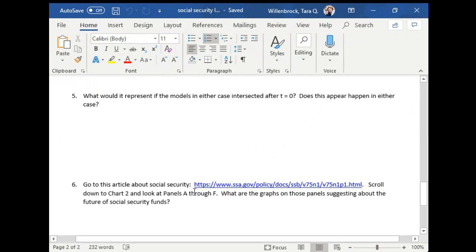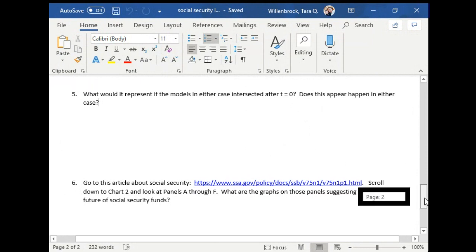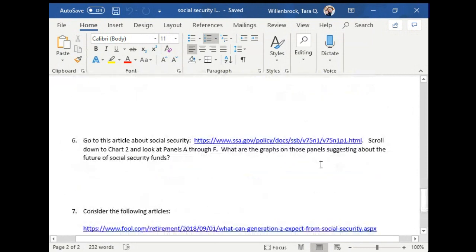All right. So I want you to talk to me about what it would mean if the two models intersected and switched places. And then, oh, that's good. Go to this article.